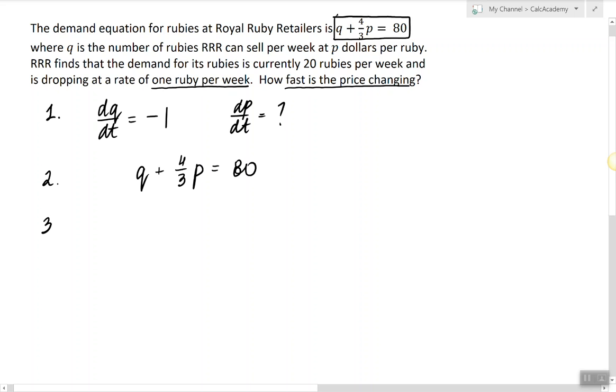In step 3, we differentiate the given equation, and we differentiate it with respect to the variable t. So that means we have to do it implicitly here. The derivative of the left hand side is the derivative of q with respect to t plus 4/3 times the derivative of p with respect to t, and the derivative of 80 is just 0.